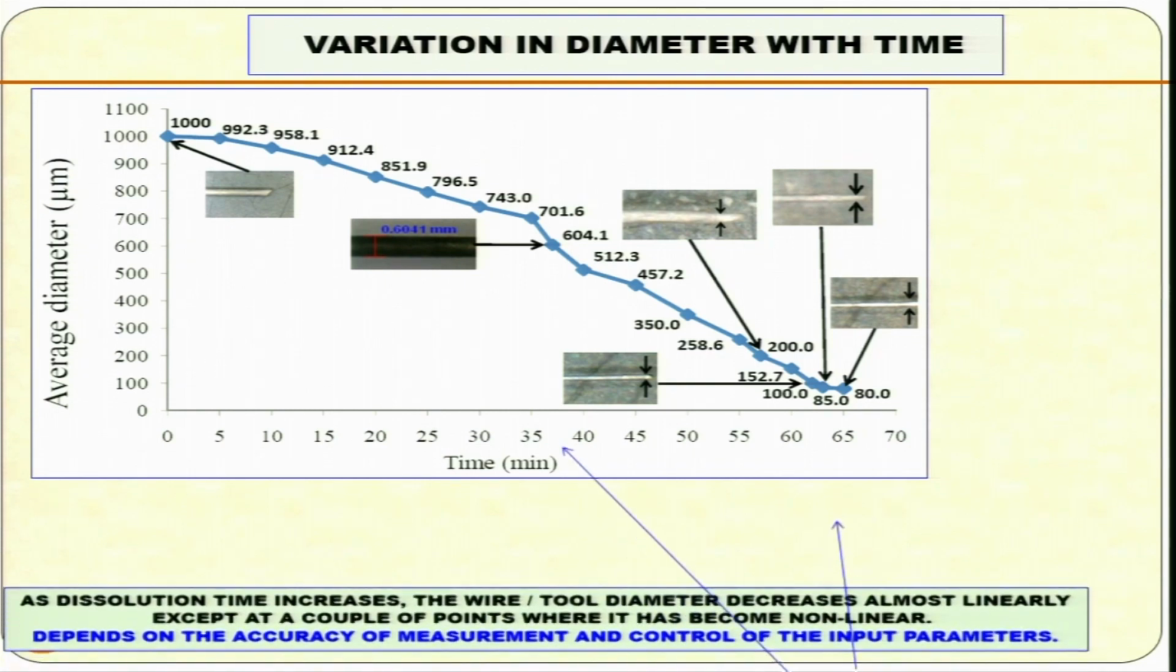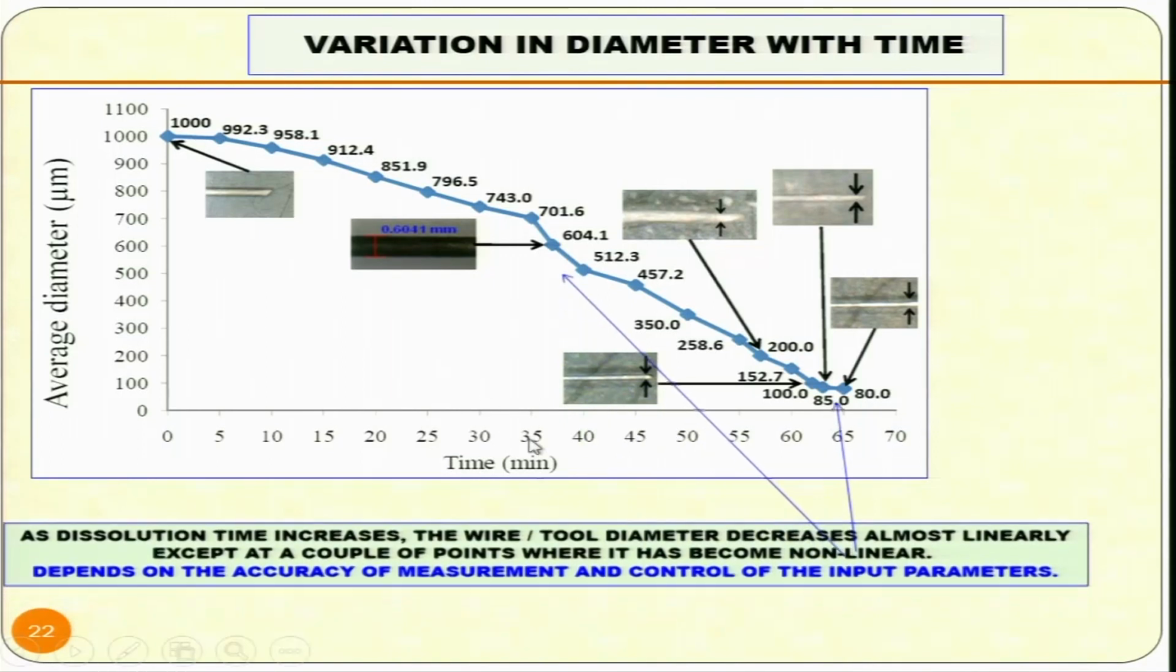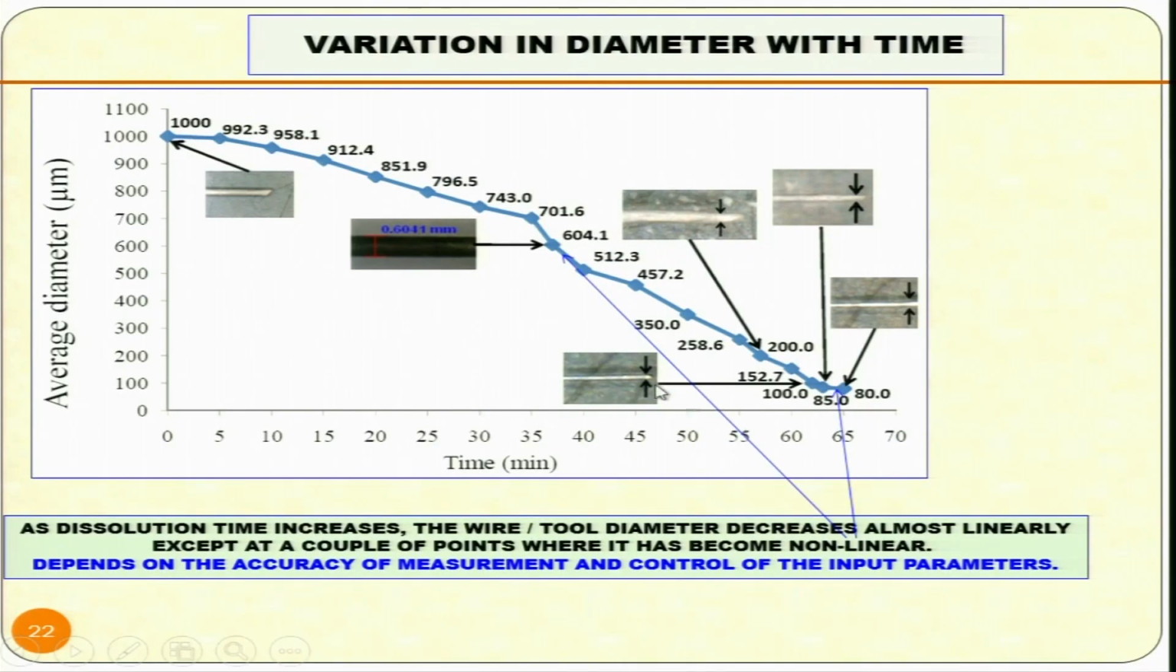So as dissolution time increases, the wire tool diameter decreases, as we can see over here, almost linearly, except at a couple of points where it has become non-linear. You can see here and here also it has become non-linear. Depends on the accuracy of measurement and control of the input parameters.